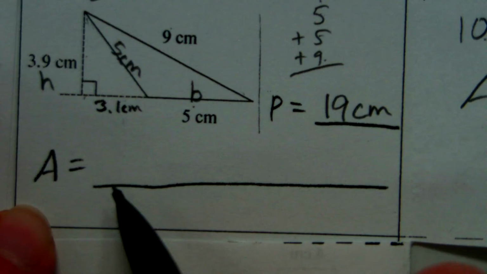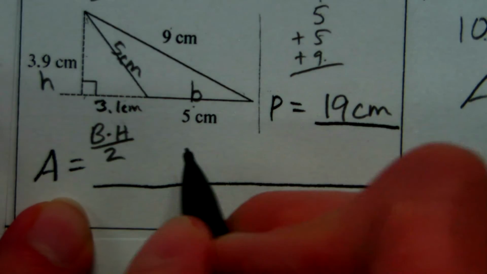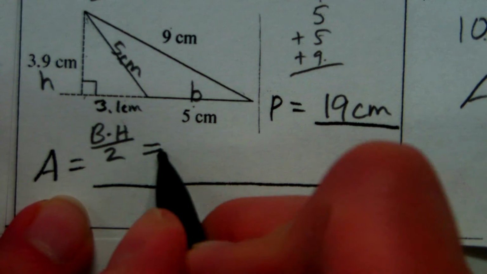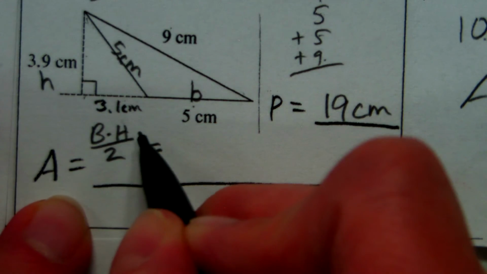So when I do my area formula down here, it's base times height divided by 2. I think we did a chant with that last year. I made that. Oh, Bennett did. Yeah, it was Bennett's chant. Base times height divided by 2.